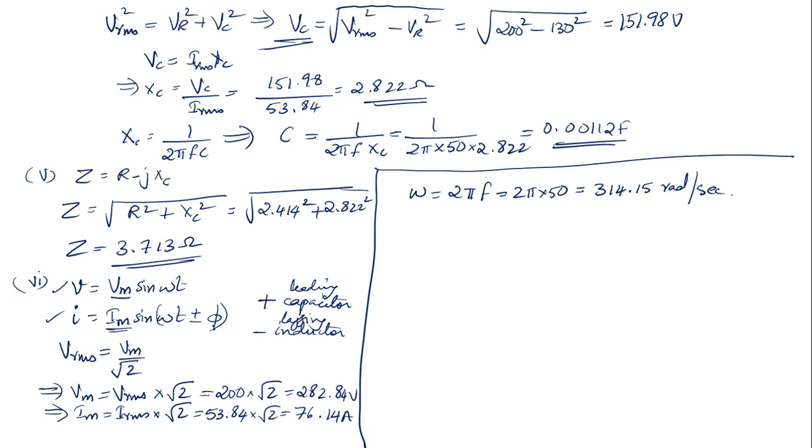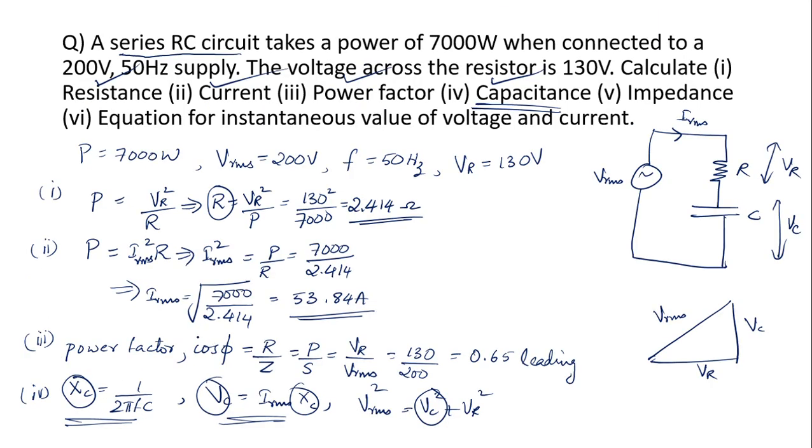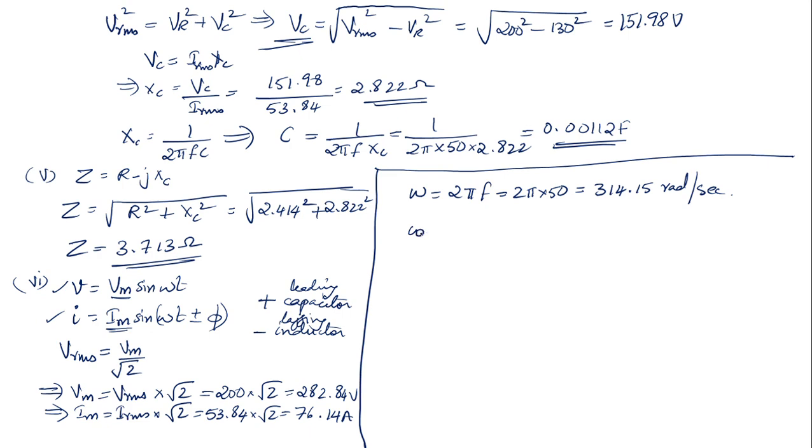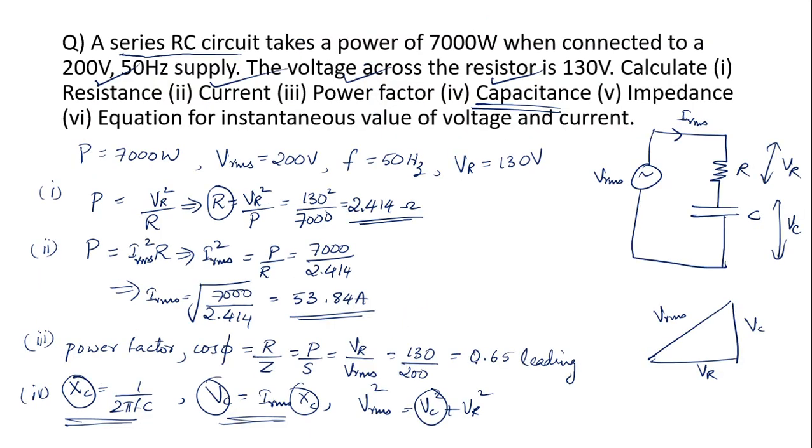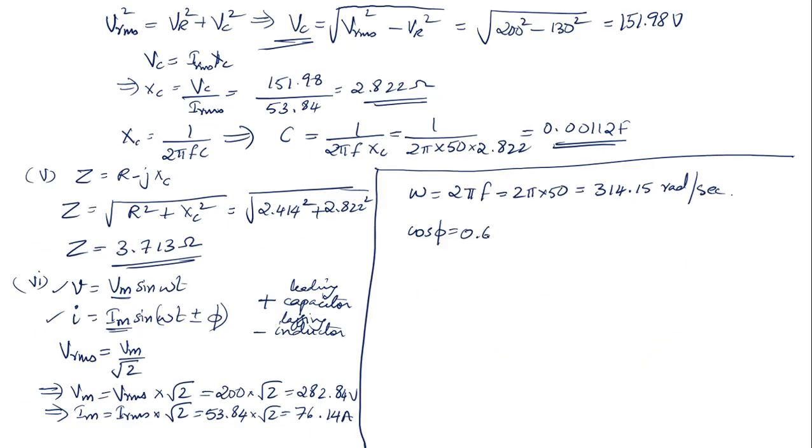And the last one, if you get the value of phi, this problem is over. So where have you seen phi? When you are finding out the power factor, which is given by cos phi. So from the cos phi, you can find out the value of phi. Here you have cos phi equal to 0.65. So phi will be equal to cos inverse 0.65, and you will get the value of phi as 49.45 degrees.